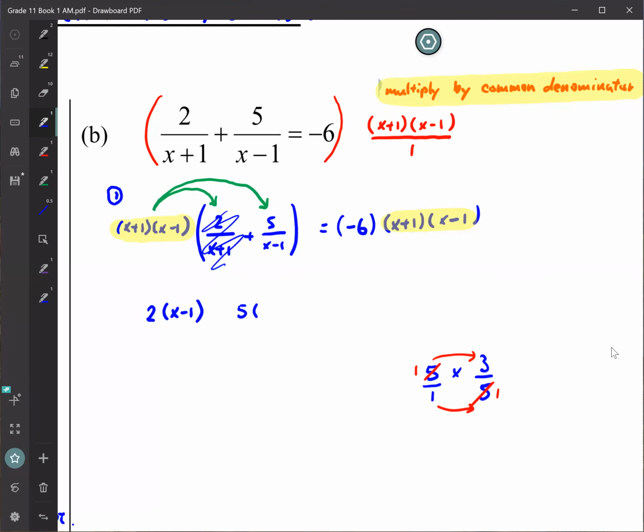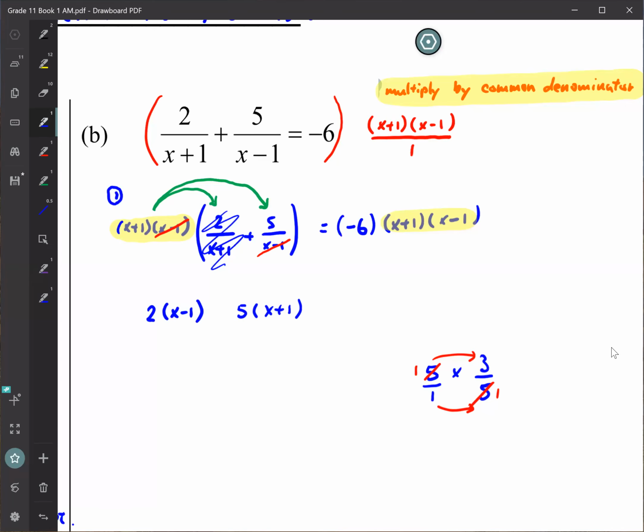Just which part? 5 and 1. Okay, what's in the denominator for the second fraction? X minus 1. Oh, okay. So x minus 1 will cancel out which one on the outside? X minus 1. Yes. So what's left? 5 times who? X plus 1. Okay, understand now?